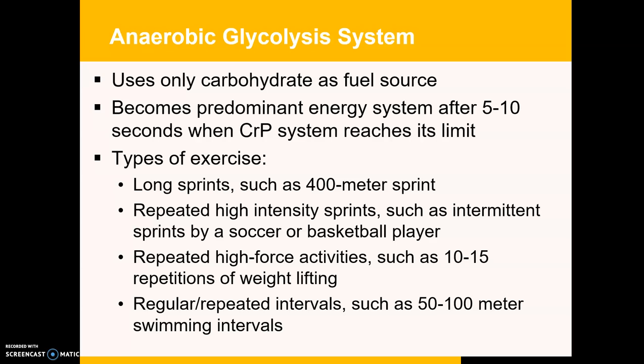Anaerobic glycolysis utilizes only carbohydrate as a fuel source and can replace ATP rapidly during moderately high to high intensity exercise. It begins to function at the onset of high intensity exercise, but it becomes the predominant energy system after 5 to 10 seconds, when the creatine phosphate energy system begins to reach its limit. So for 5 to 10 seconds dia akan guna creatine phosphate energy system. So after that they will replace with the anaerobic glycolysis system.